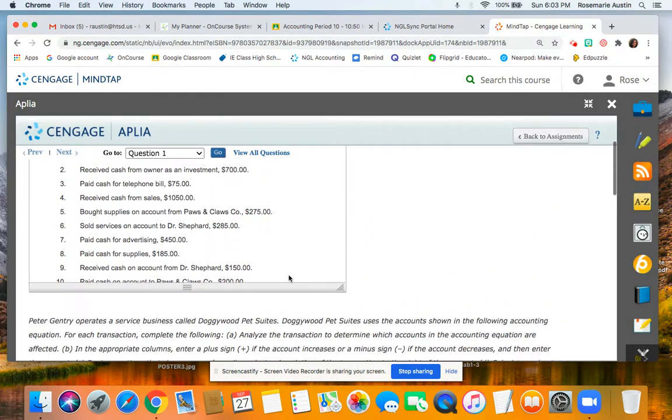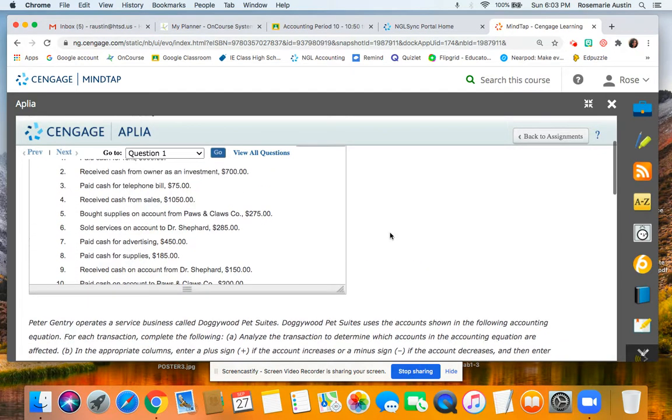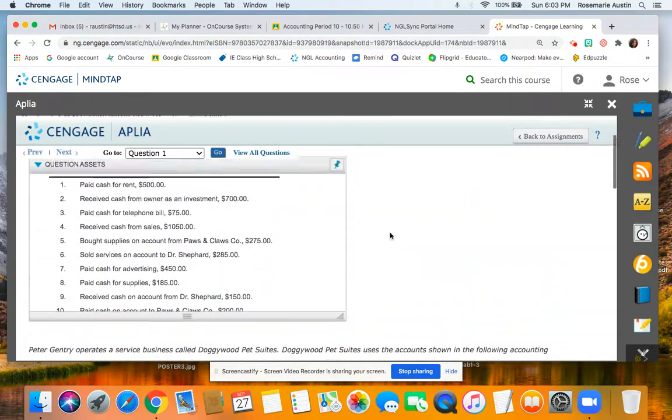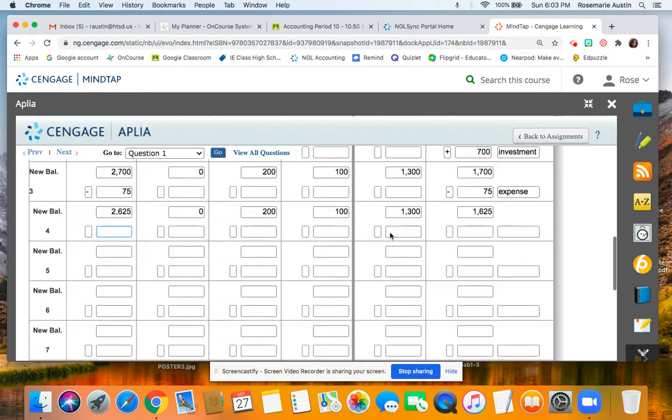Okay. Number 4, received cash from sales. Sales, that's your magic word there. That's revenue. Okay. That's going to increase owner's equity. The other account there is cash. So if you received cash from sales and the amount is 1,050, cash is going to go up by 1,050. And owner's equity is going to go up by 1,050. And that is revenue because it's a sale.